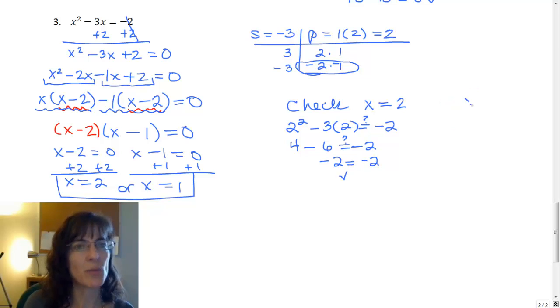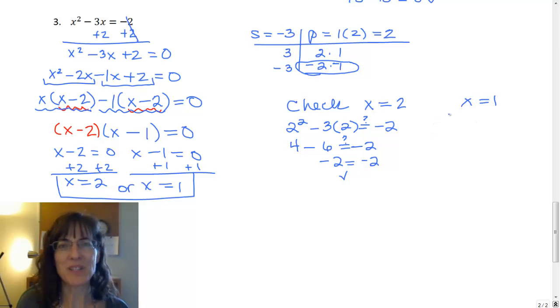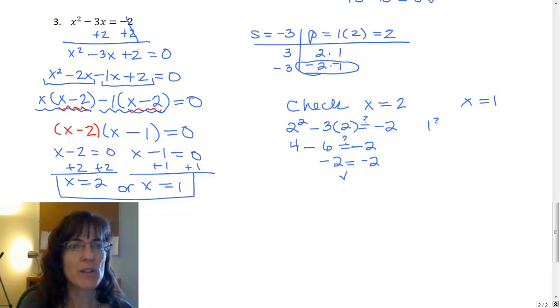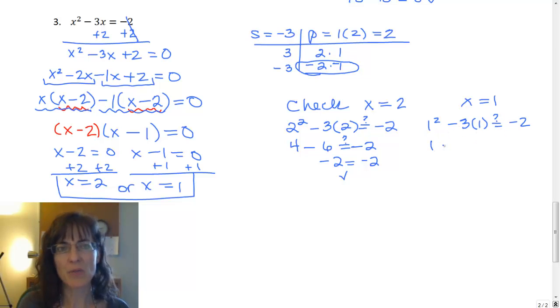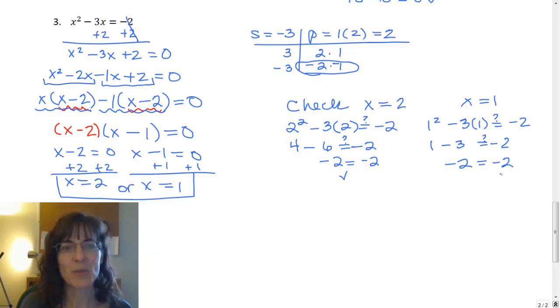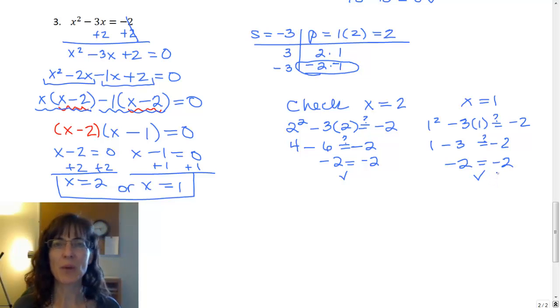Let's check the other one. x equals a +1. So I have 1 squared minus 3 times 1 equals a -2. Is that true? 1 squared is 1. -3 times +1 will be -3. And I want to know if that is a -2. And +1 plus -3 is a -2. So that does equal a -2 on the right. So that one checks out as well.